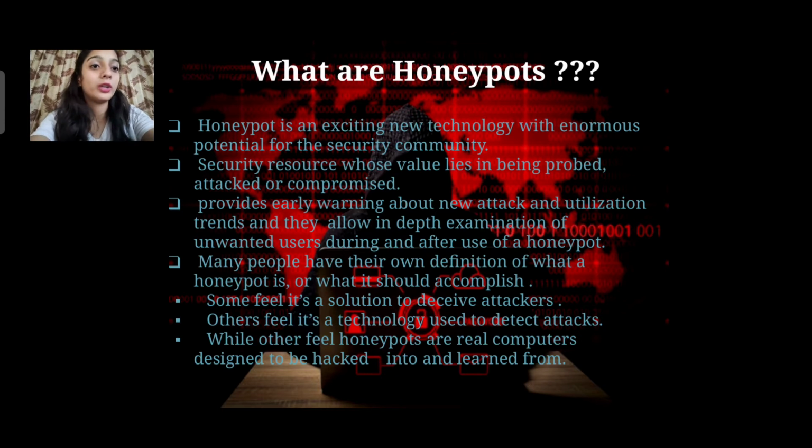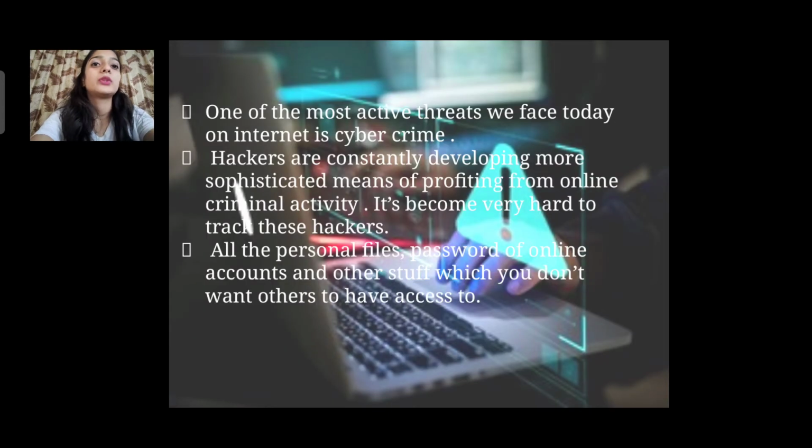Many people have their own definition of what a honeypot actually is or what it should accomplish. Some feel it's a solution to deceive attackers, others feel it's a technology used to detect attacks, while others feel honeypots are real computers designed to be hacked into and learn from. So, a honeypot is a security resource whose value lies in being probed or compromised. Ideally, a honeypot provides an environment where intruders can be trapped or vulnerabilities can be assessed before an attack is made on the real assets.